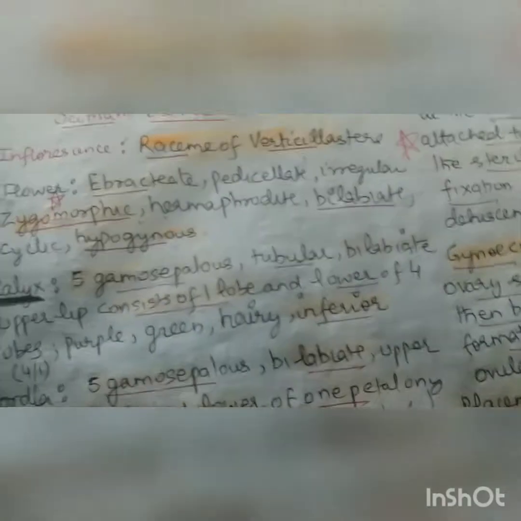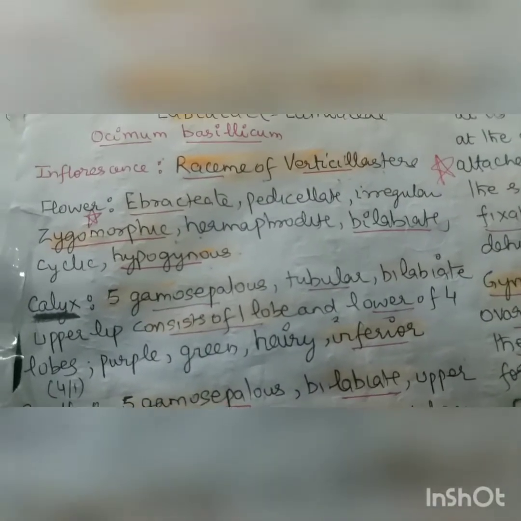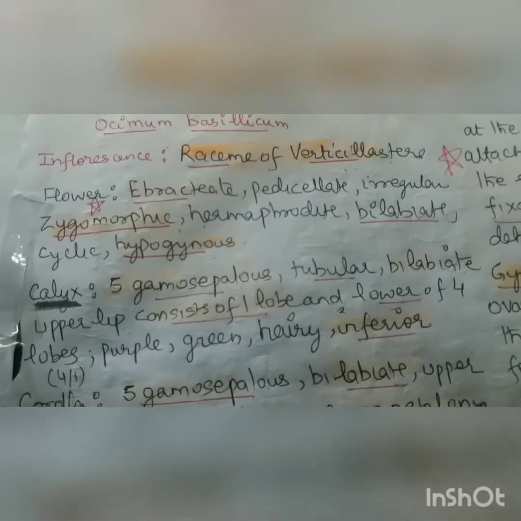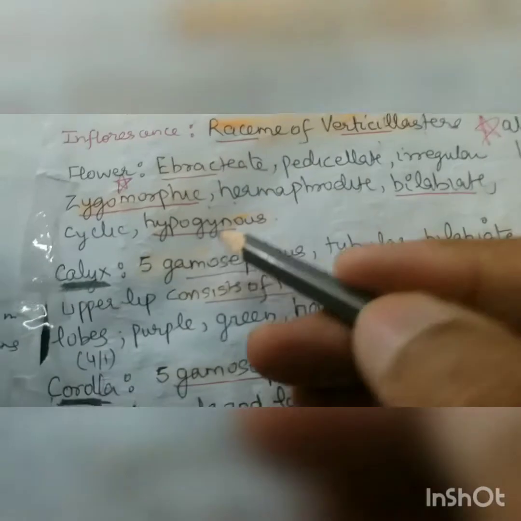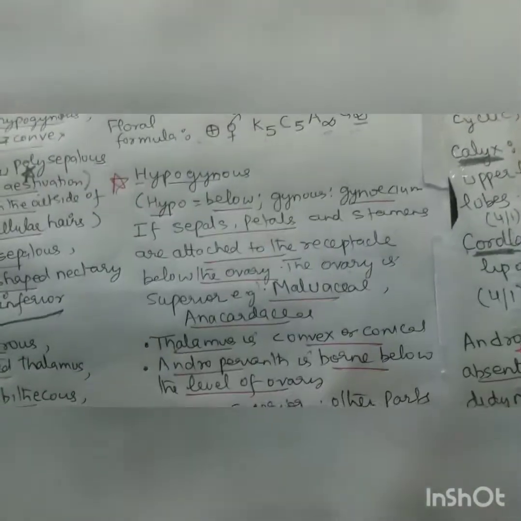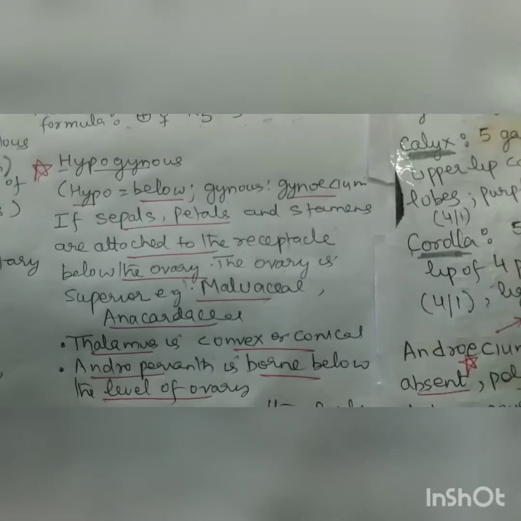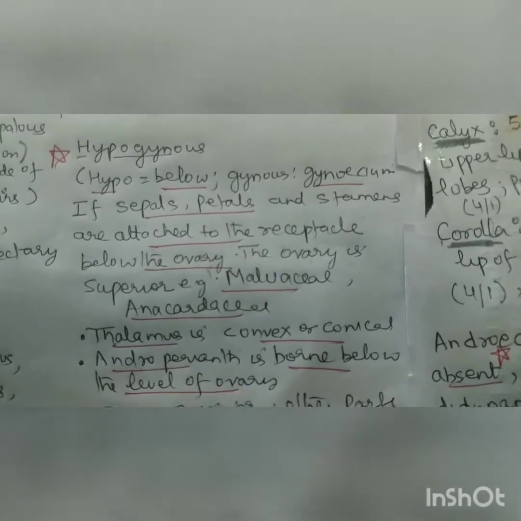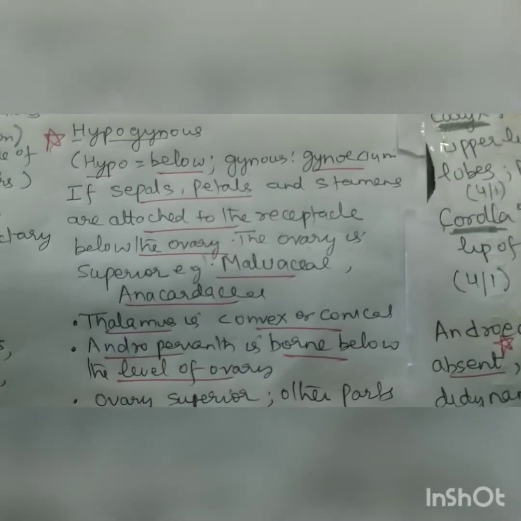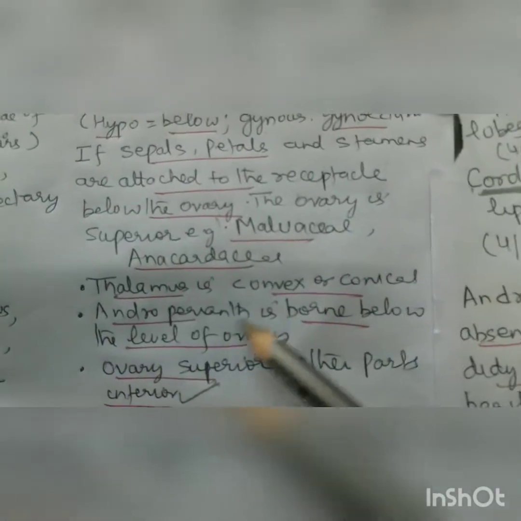Then we are coming to the flower, which is ebracteate, pedicellate, irregular, zygomorphic. That is, it is not divided into equal parts. So hermaphrodite, bilabiate, cyclic and hypogynous. Hypogynous condition we did a lot of times, where hypo means below and gynous means gynoecium. If sepals, petals and stamens are attached to the receptacle below the ovary, hence the ovary is superior and by default the other androperianth parts are inferior.